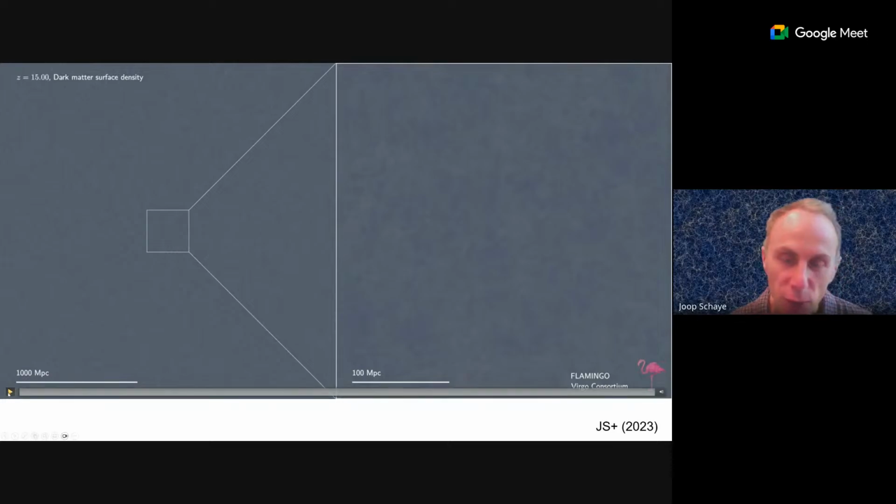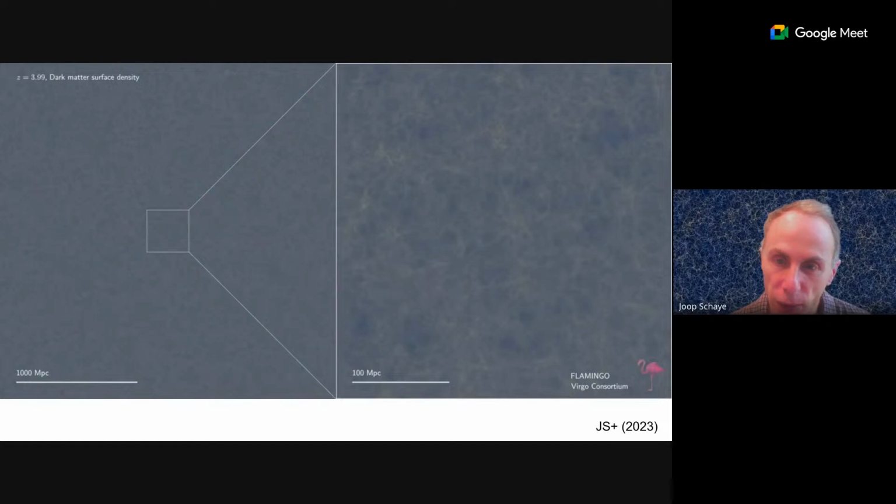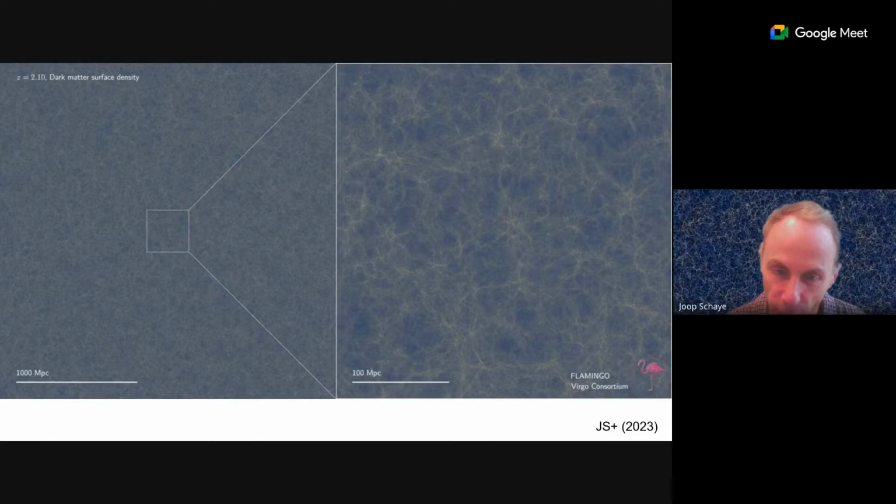So in the beginning, it seems it's almost the same color. So I'll start it now. And that is because the fluctuations are still very small. Our time is going forward, and we see now that gravitational instability is magnifying these fluctuations.